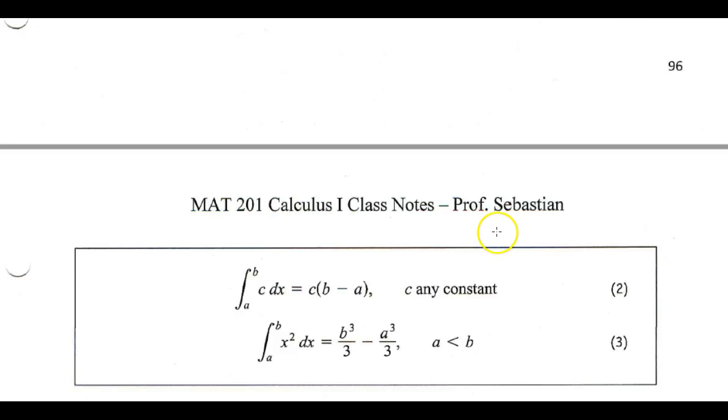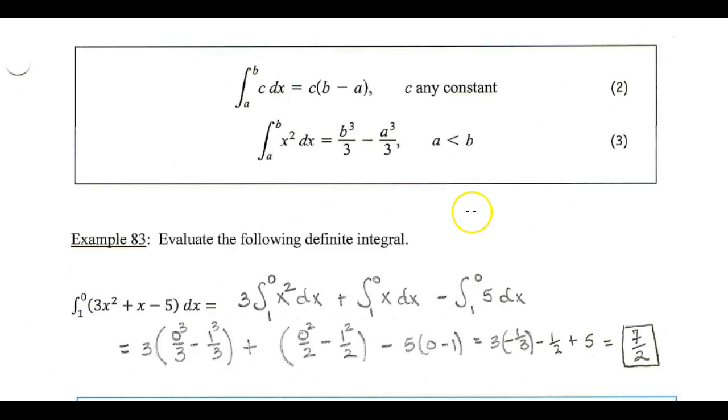So using that in our next example, example 83, we want to evaluate the following definite integral. So we want the integral from 1 to 0. So my a is 1, my b is 0, of this function, 3x squared plus x minus 5, with respect to x, dx, right? So I can first of all break this up into three integrals. And as I break it up into three integrals, so I have three pieces of this function, I'm also going to pull constants out in front if I have a value of x or x squared or x cubed, etc.